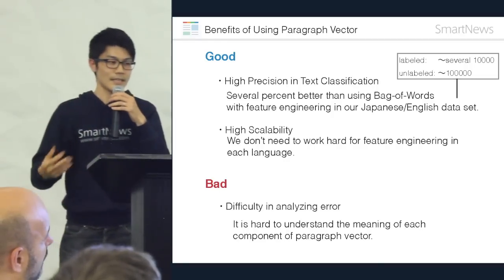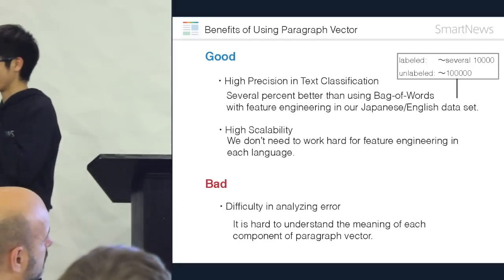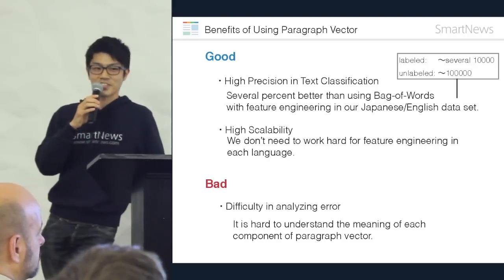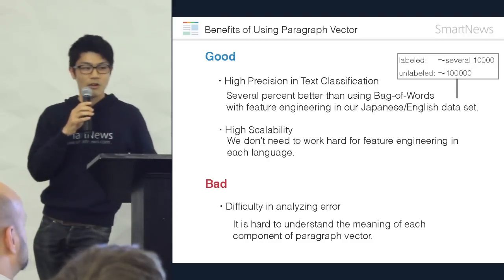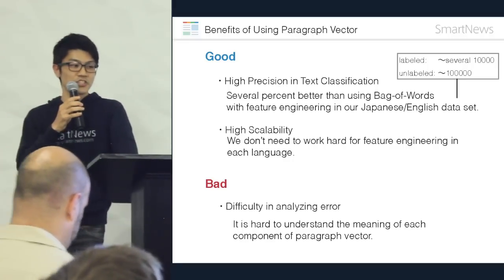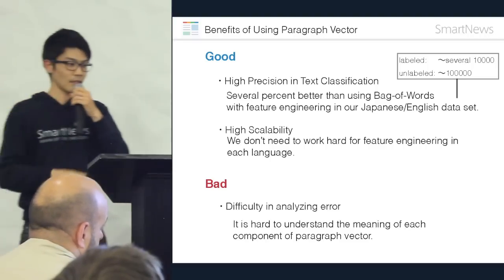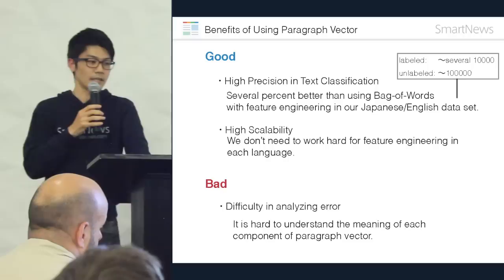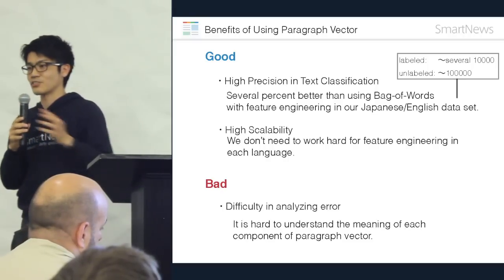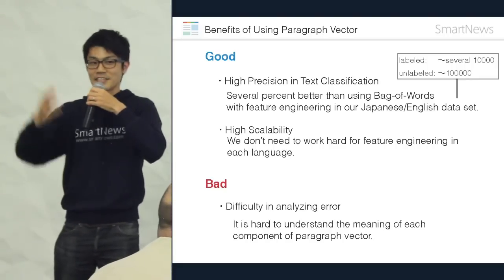I want to talk about the good points and bad points of using paragraph vectors from the point of view of operation. The good thing is the high precision in text classification. In our data set, the precision of text classification is better than using bag of words. So it's good. For another thing, high scalability is very important, because we don't need to work hard on feature engineering for each language. All we have to do is prepare the sets of documents.